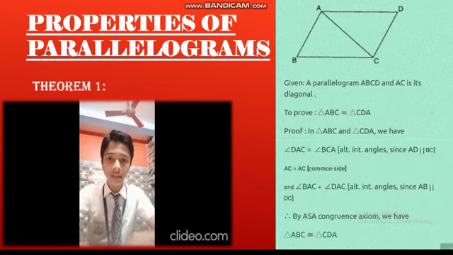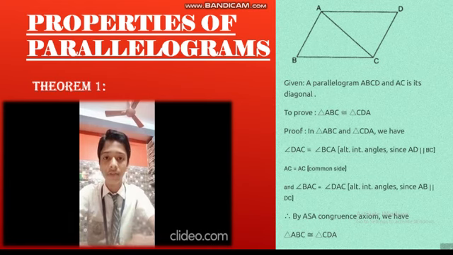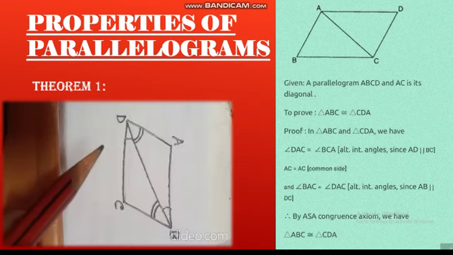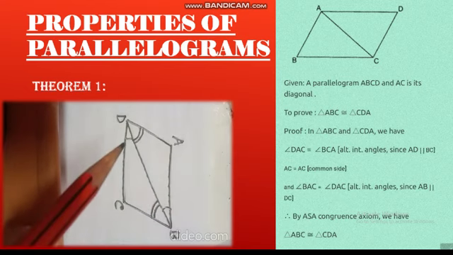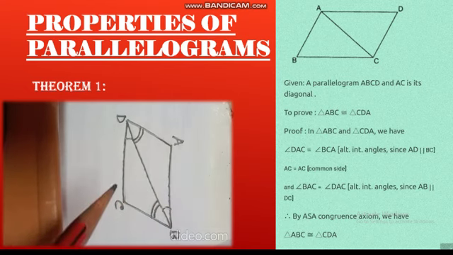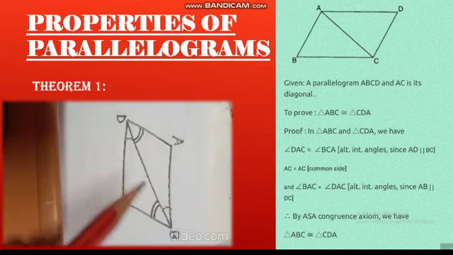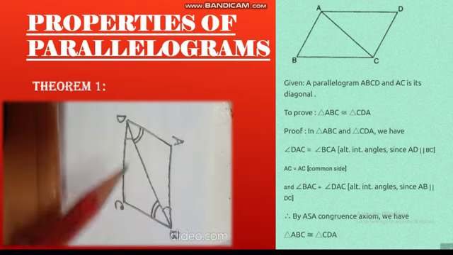Now let us understand the different properties of a parallelogram. At first let us see what theorem 1 says. The diagonals of a parallelogram divide it into two congruent triangles. Here we have taken a parallelogram ABCD. Here we can see two triangles, one is ABD and another is BDC. BD is the diagonal and it is bisecting the parallelogram into two triangles ABD and BDC.